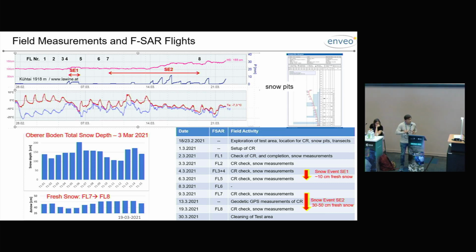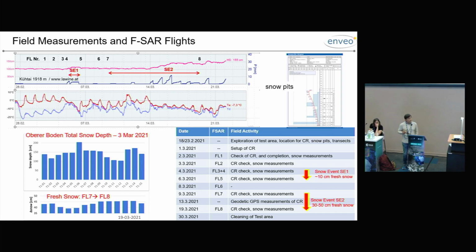So this was very homogeneous. And the second snowfall event was a longer period, lasting actually from the 9th to the 19th of March. And here we had snow accumulations which were much higher, about 50 centimeters in the highest region and only 30 centimeters in the lower part.